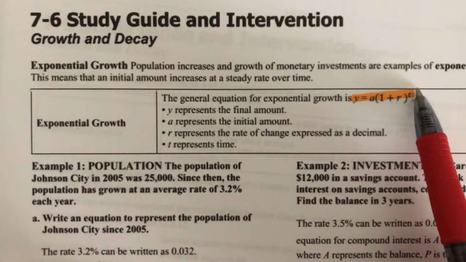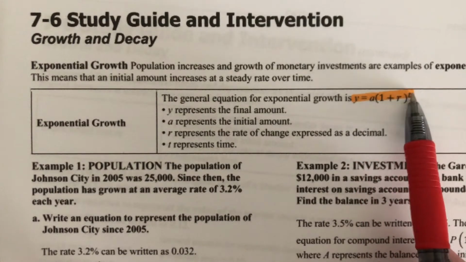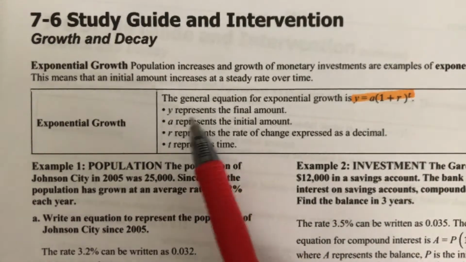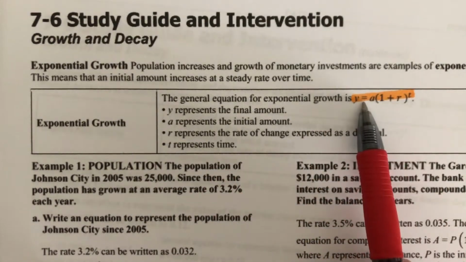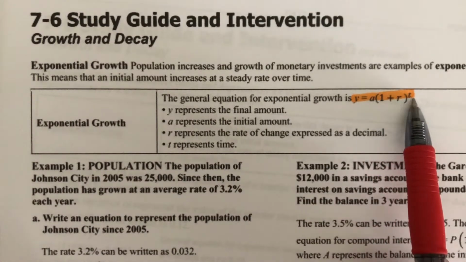That's what changes. So while the whole formula stays the same, no matter what we put in for our variables, one of the variables is in the exponent, which makes this exponential growth. Okay, so in this formula, y equals a times 1 plus r to the t power, right?